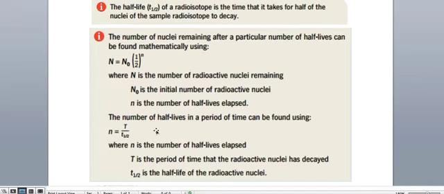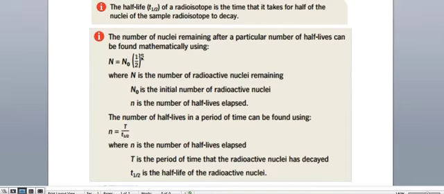Essentially, this is how it works. If you have a period of time that radioactive nuclei have decayed, say it's 100 days, and say we know the half-life is 20 days, we would go 100 days divided by 20. Well, that's 5 half-lives that have happened in that time. So that's how we use this formula. Once we know what n is, how many half-lives, we pop that n up here.